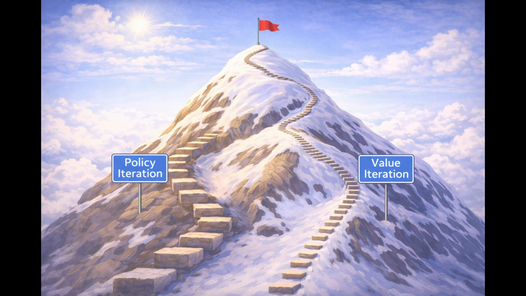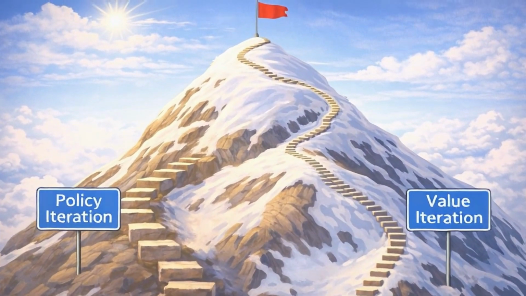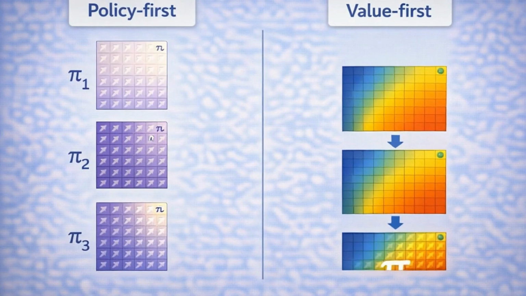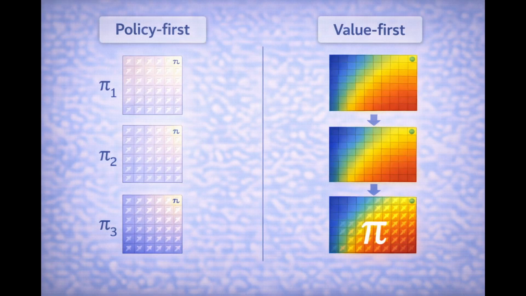Policy iteration tends to take fewer, heavier steps because it evaluates more thoroughly before improving. Value iteration tends to take more, lighter steps because it improves continuously inside the value update. A useful way to remember the difference is that policy iteration treats the policy as the main object and repeatedly upgrades it, while value iteration treats the value function as the main object and lets the policy fall out at the end. Same math family, different emphasis.